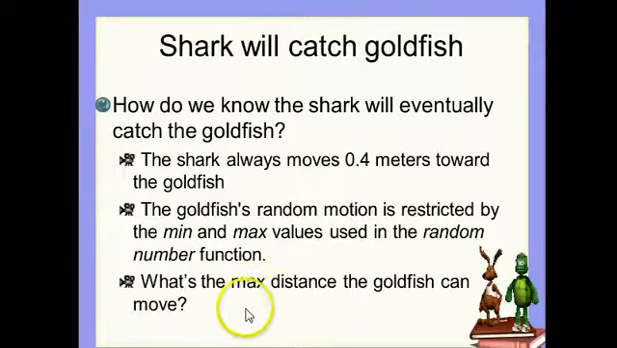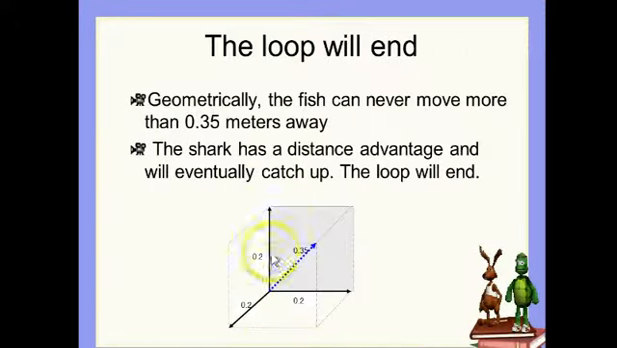In fact, let's talk mathematically because it's just kind of fun. What's the max distance the goldfish can move? Well, we set it up to be 0.2, and if you look, this is a 3D problem, so this 0.35 is not the hypotenuse right here of the 0.2 and the 0.2. It is the resultant vector, hey, look at that physics, resultant vector of the three, 0.2, 0.2, and 0.2. I'll try to act it out in class because it's definitely hard to see on the screen, but think about it in the meantime. So anyway, the shark has this distance advantage, and it will eventually catch up.